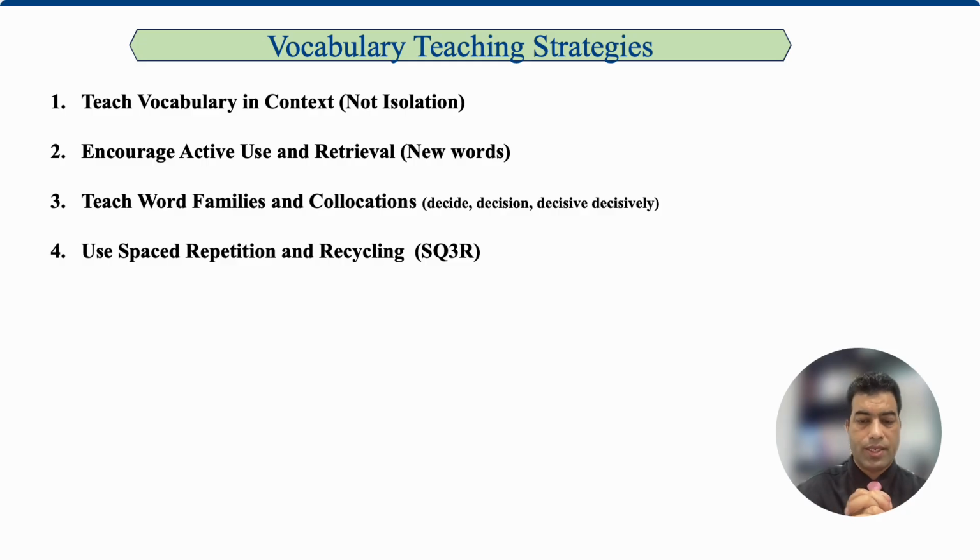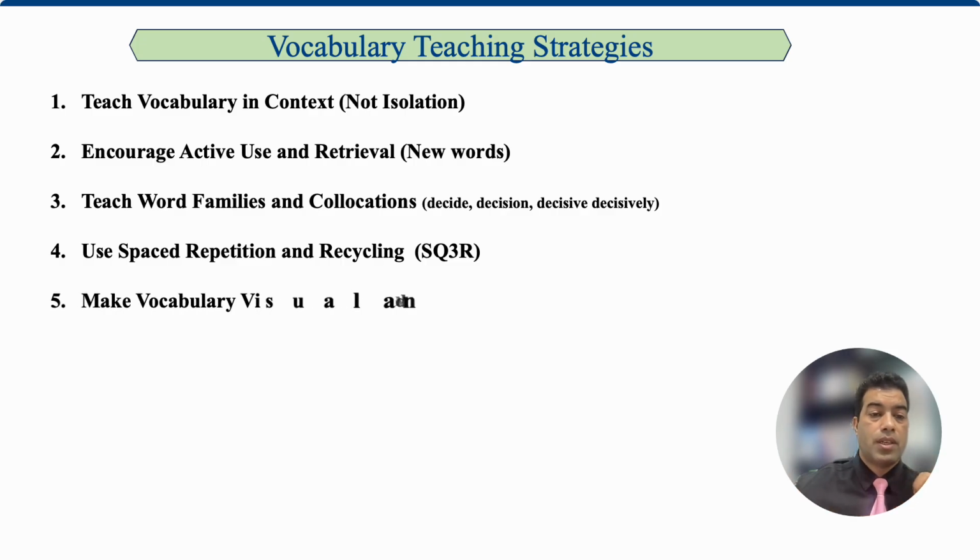formula about reading, given by a psychologist. S means survey, Q means question, 3R means read, revise, and repeat. So 3R means we read, at the end of the session revise it, and in 24 hours repeat it. This way the word goes to long-term memory from short-term memory.